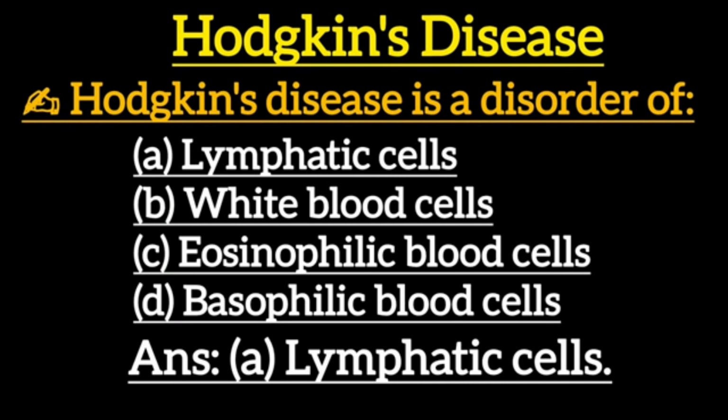Next one: Hodgkin's disease is a disorder of option A, lymphatic cells, option B, white blood cells, option C, eosinophilic blood cells, option D, basophilic blood cells. Correct answer is option A, lymphatic cells.